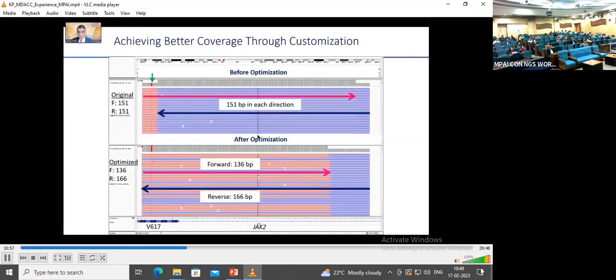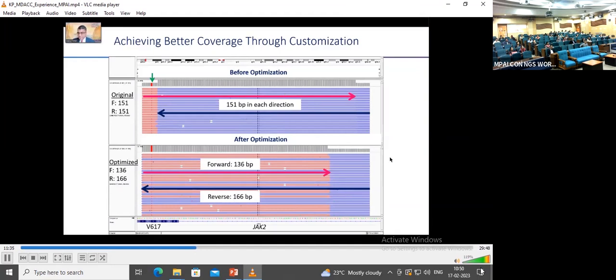Another example of the optimization phase that was needed on top of the commercial availability is bidirectional sequencing coverage. If you went with a 2 by 150 approach in forward and reverse direction, just because of the length of the amplicon, a typical hotspot, in this case codon 617 in JAK2, was only covered in one direction. So we were able to shorten the forward sequencing cycles and increase the number of reverse sequencing cycles so that the hotspot was covered bidirectionally.